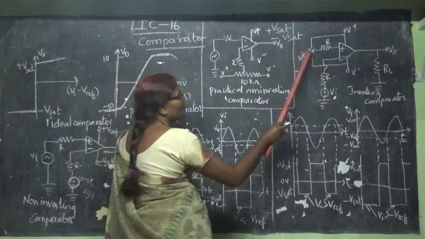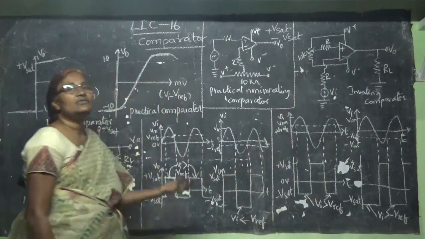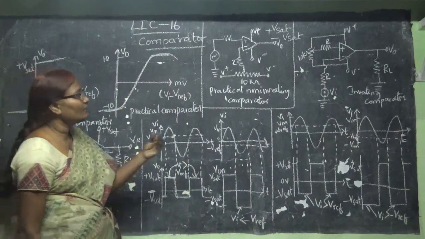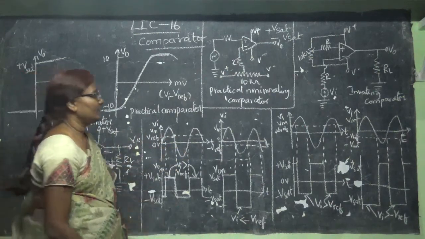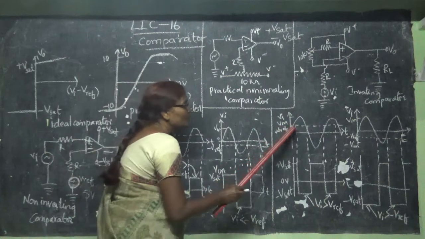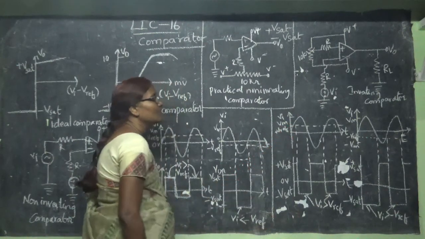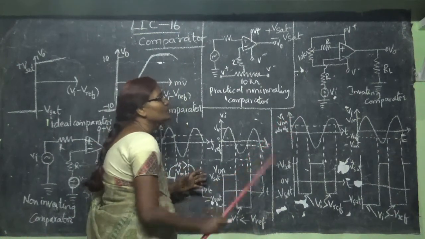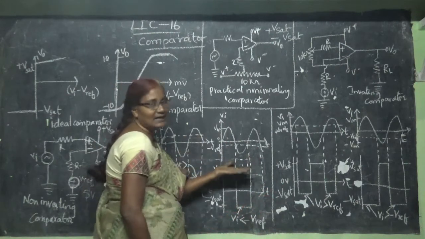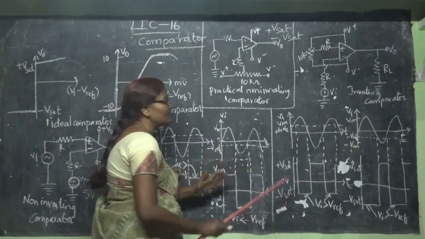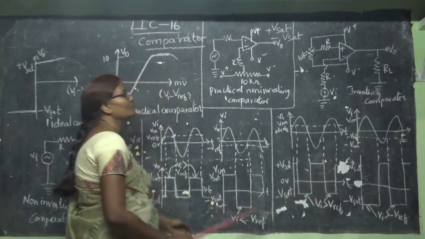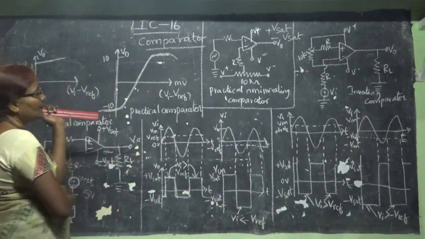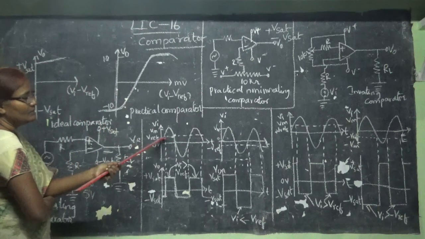So what will this comparator do? It will compare the V reference with the input, or the input with the V reference. Whether V reference is lesser than V input, or V reference is greater than V input, that will decide the state of the output. So we will get the comparator action in this way.